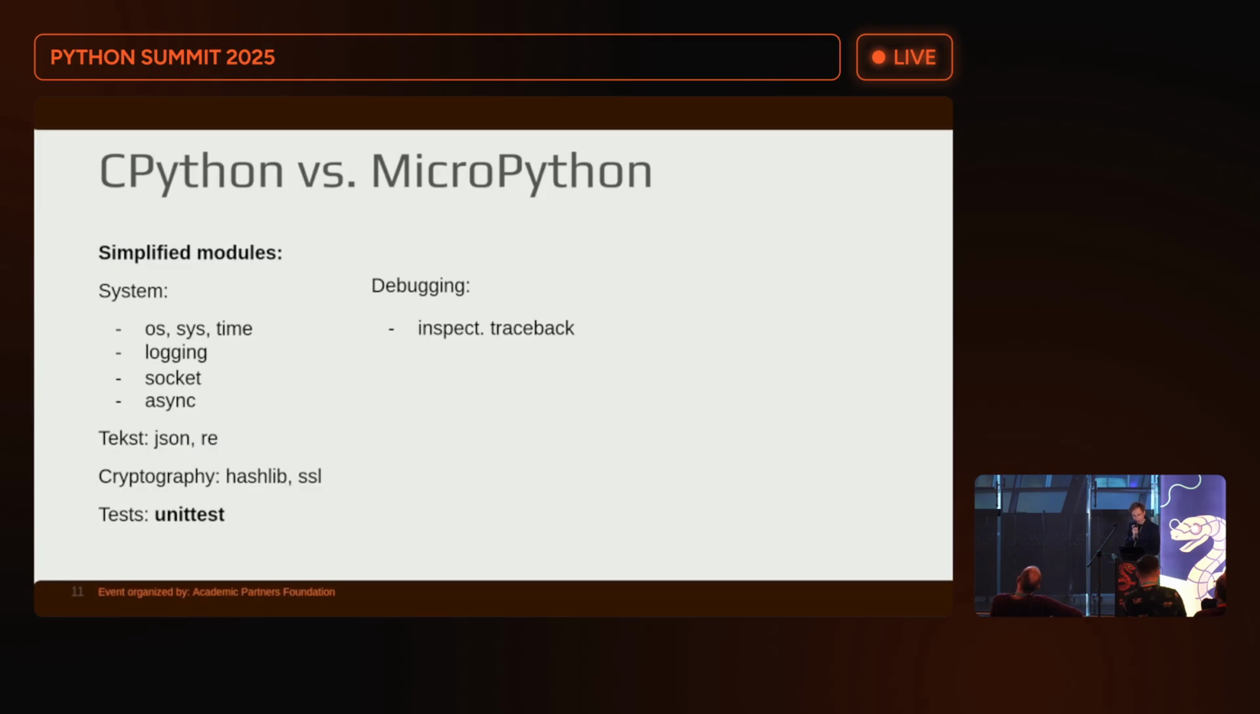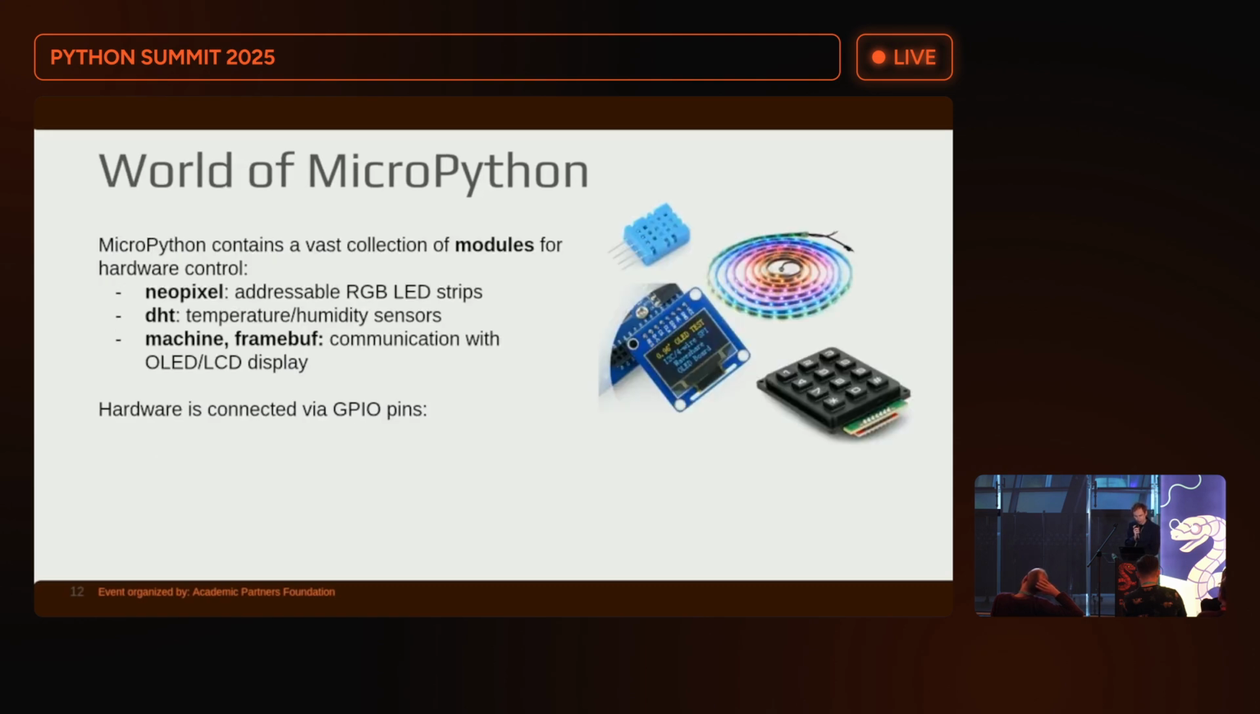And in MicroPython, everything is simplified. So in general, MicroPython is compatible with CPython, but actually all modules are simplified. Some are missing, but you can do pretty much everything in MicroPython. And MicroPython is of course the world of the devices.